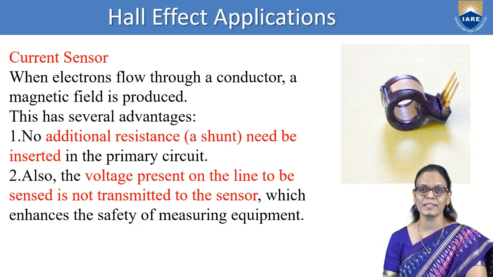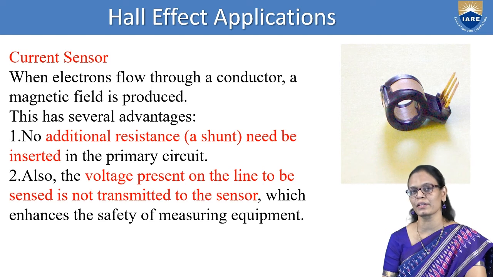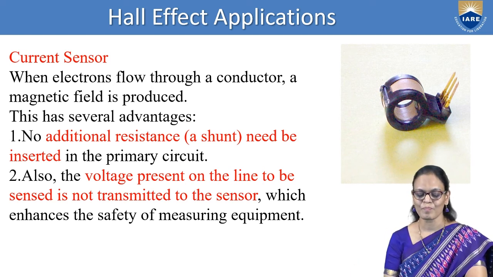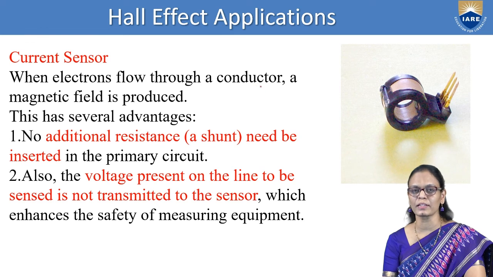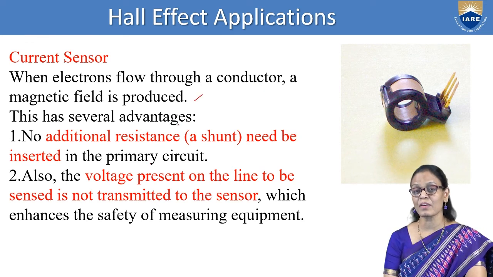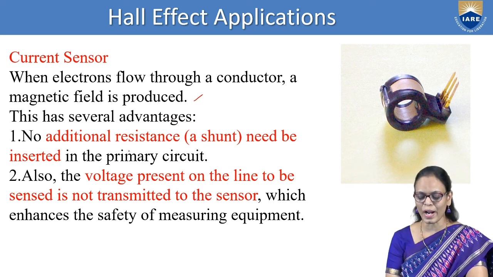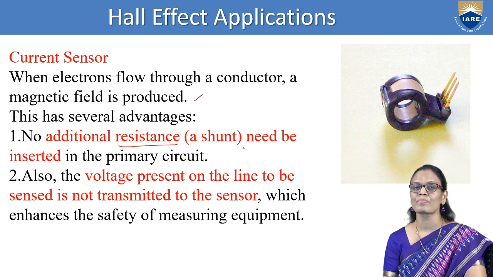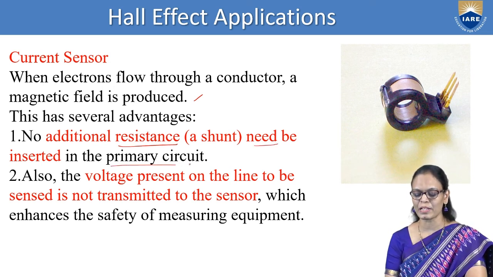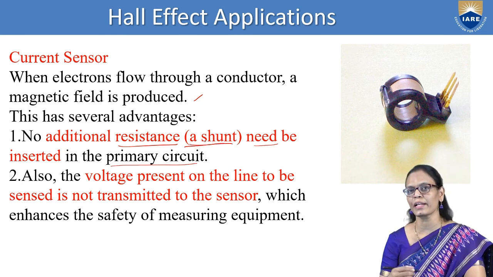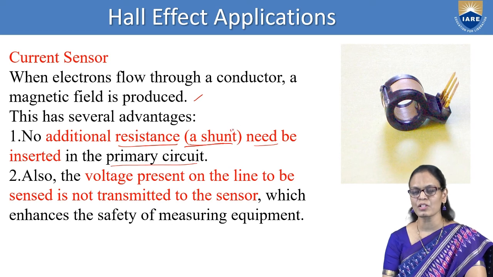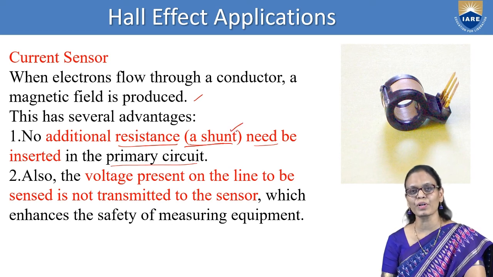Then coming to current sensors, when you have to sense the current in a circuit or in an equipment. When electrons flow through a conductor, a magnetic field is produced. This is the known fact. And it has several advantages when we use this as a current sensor. There is no additional resistance to be placed in the primary circuit. You don't need any resistance, which we call a shunt. A resistance which is connected in parallel in a circuit is called a shunt. So there is no need for any shunt if you are using these current sensors.